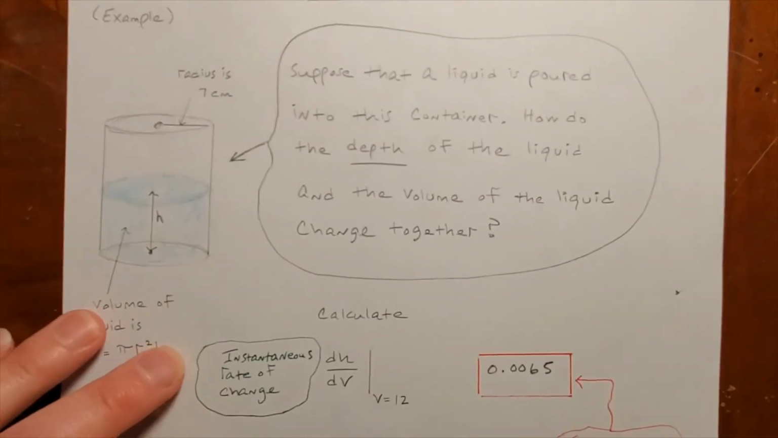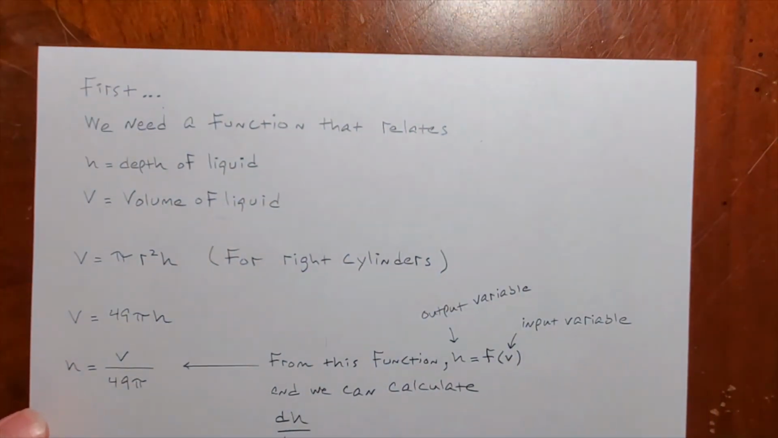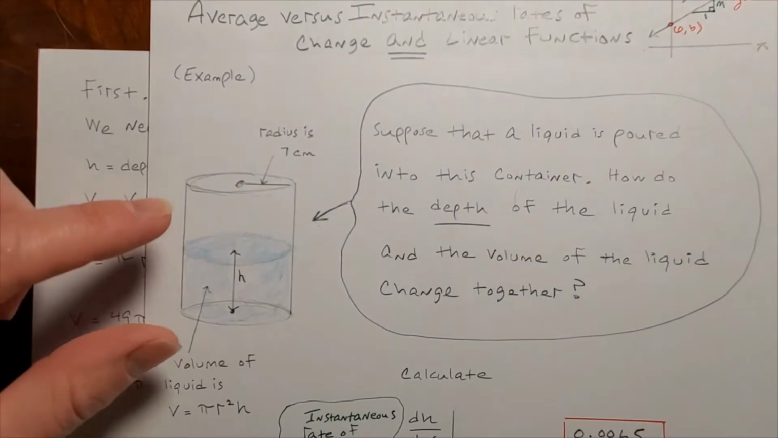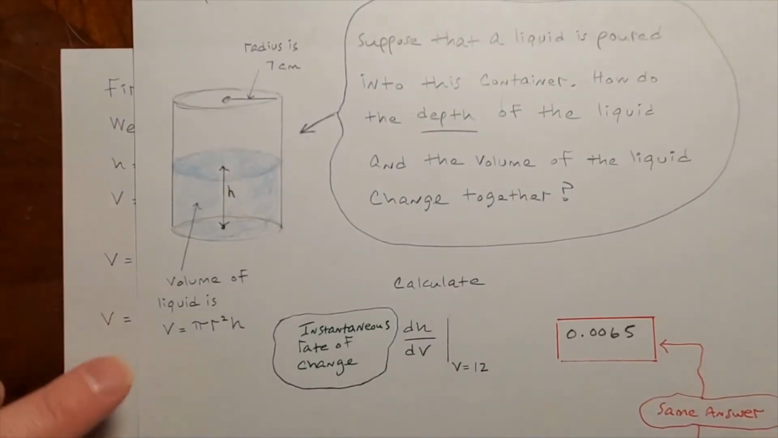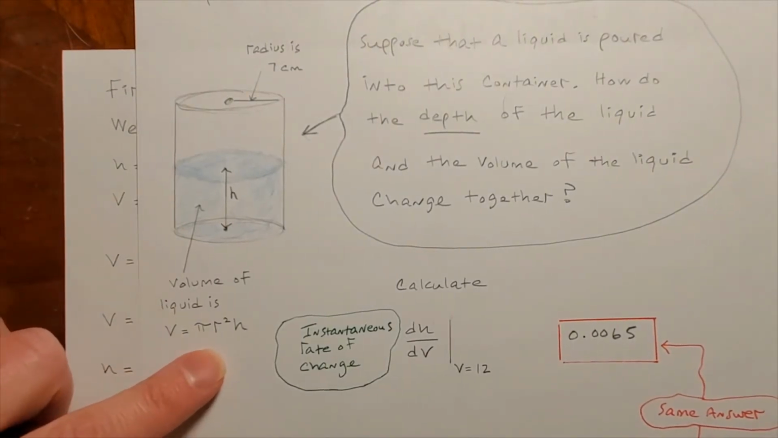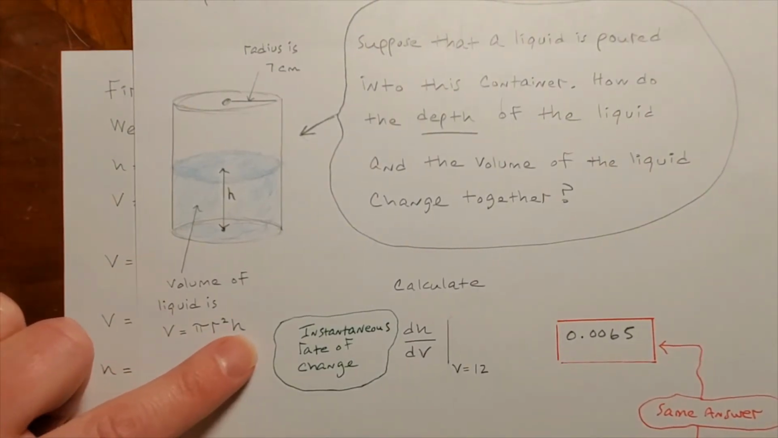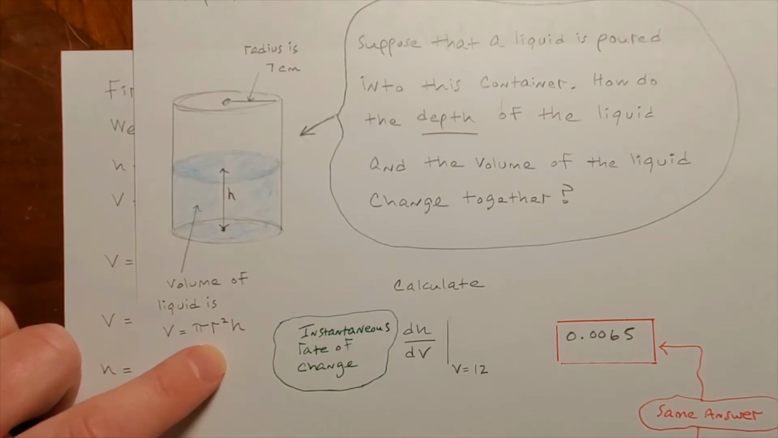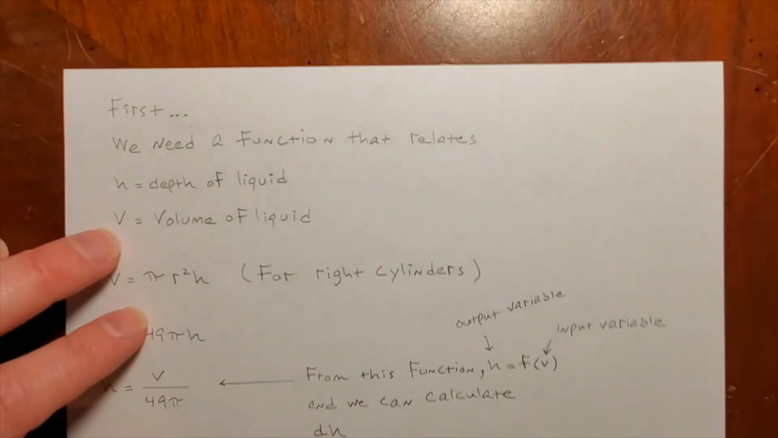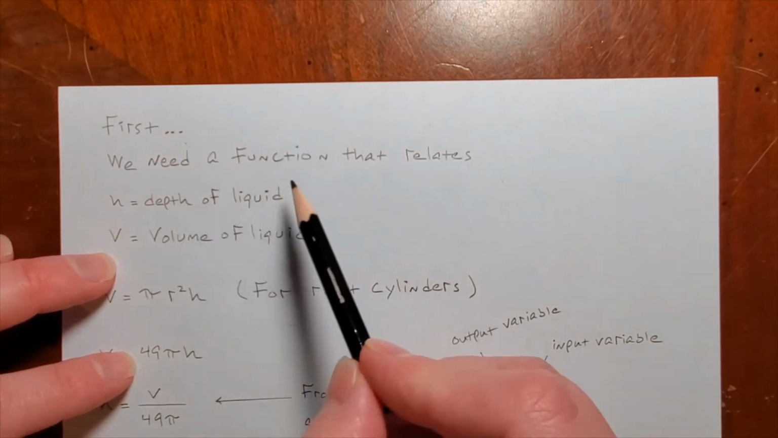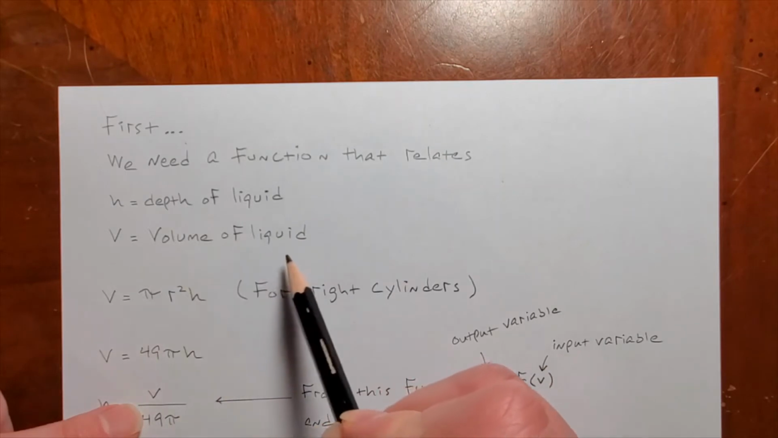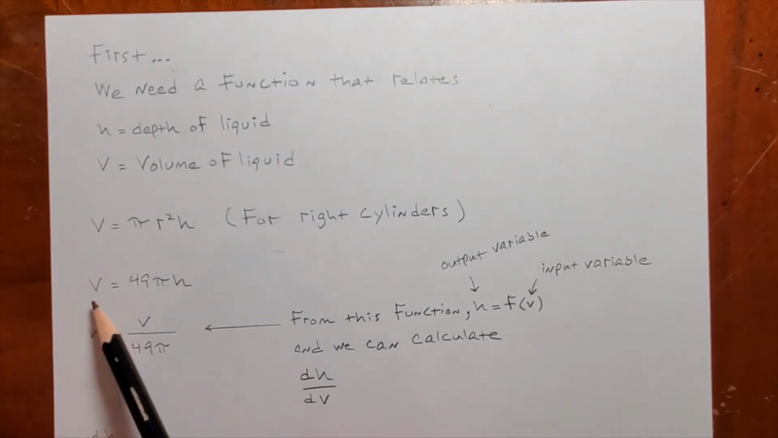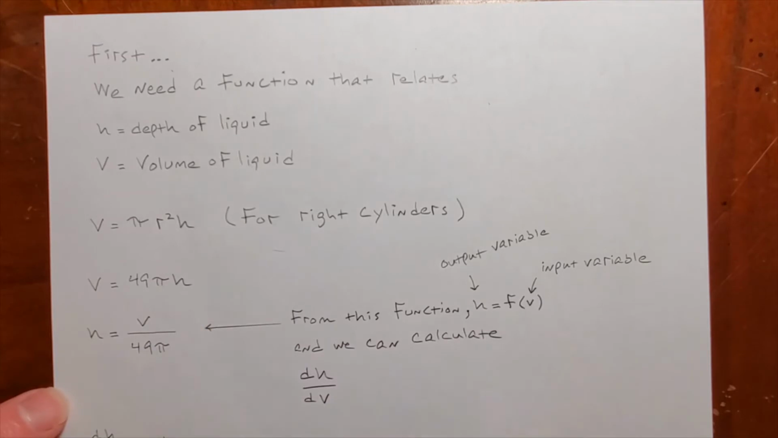All right, so when I started the problem and described the situation, we said we would be pouring water into a container that had a radius of 7 centimeters. And the volume of a cylinder is pi r squared h. The radius is 7, so 7 squared is 49. So if we need a function that relates the depth of the liquid to the volume of the liquid, it's going to be v equals 49 times pi times h.